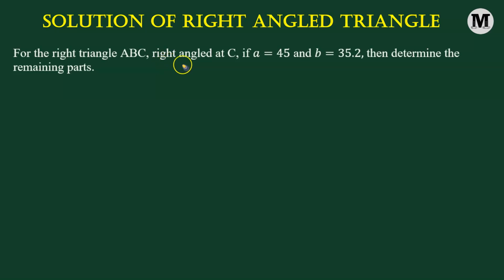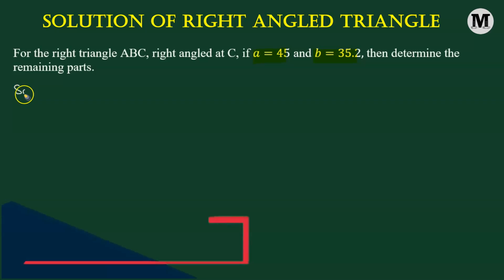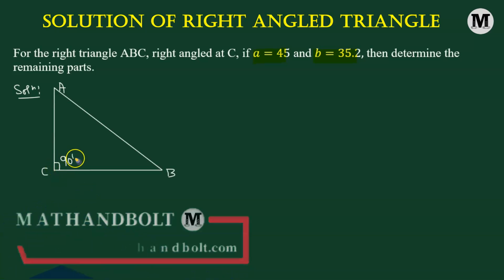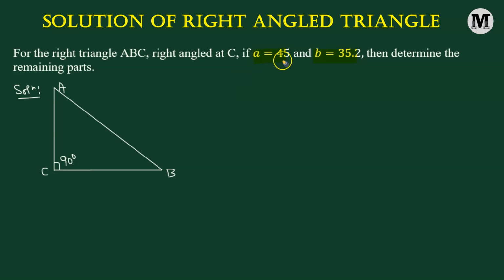For the right triangle ABC, which is right angled at C, a is 45, b is 35.2. We need to determine the remaining parts. Okay, let us begin. For this, we're going to consider a right angle triangle ABC. So here the angle measure of C is going to be 90 degrees. Now it's given that a equals 45.